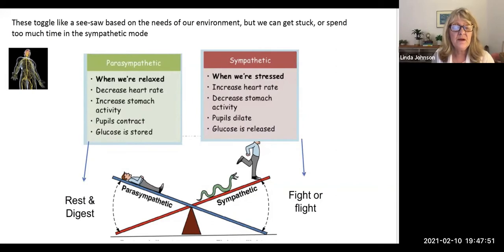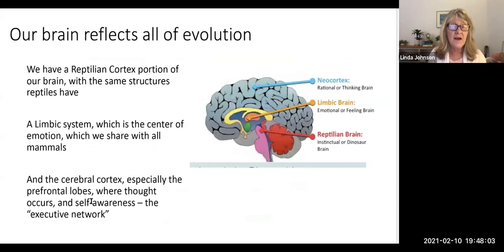So being in a relaxed emotional state, even if you're energized, is when you're going to be at your peak functioning, both in terms of your immune system and in terms of your brain, as we'll see in a few minutes. We also have all of evolution in our brain. You can see here with what's called the triune model of the brain, that's breaking the brain into three sections. And we'll look at other models of the brain soon.